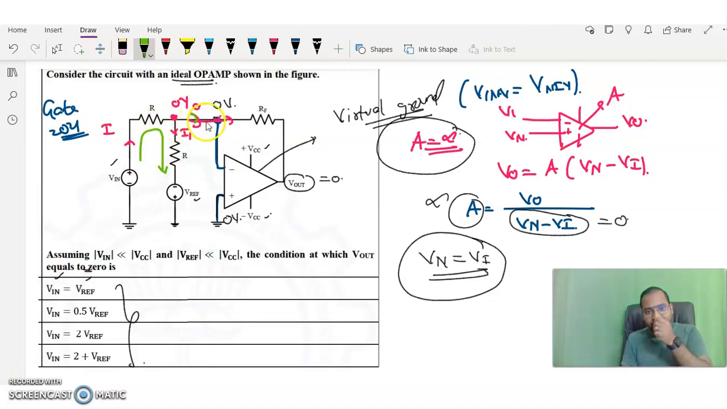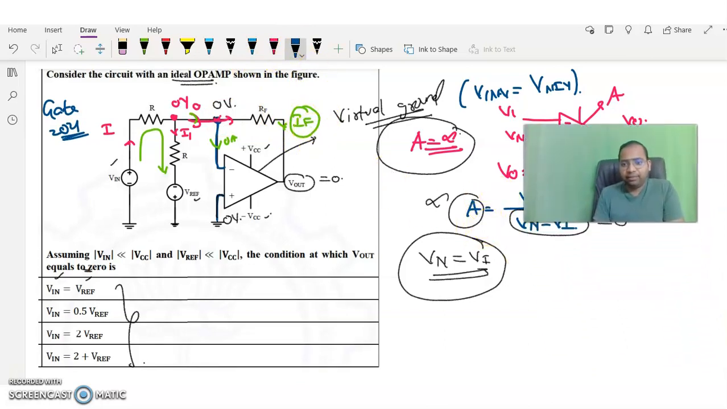Why? Because in this direction no current, and in this direction also no current. Because the ideal op amp input impedance is infinity, so here also 0 amperes will flow. And let's take a feedback resistance. Some IF amount of current is flowing through the feedback resistance. Okay, so now as per this concept, we can see that.